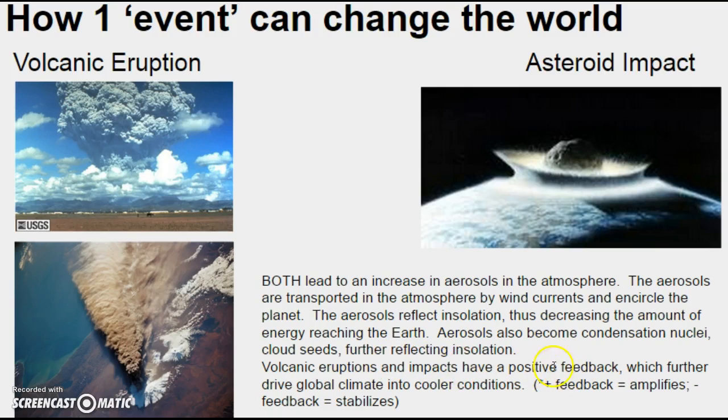Volcanic eruptions and impacts have a positive feedback, which further drive global climate into cooler conditions. A positive feedback doesn't mean it's a positive outcome. The positive is simply the direction in which it's changing a feedback system. In other words, a positive feedback amplifies the situation, whereas a negative feedback is a stabilizing feature. So we can refer to these feedback loops as what is happening.